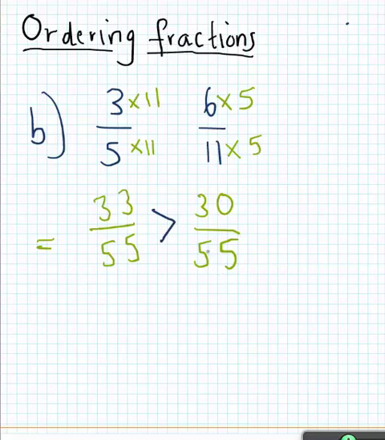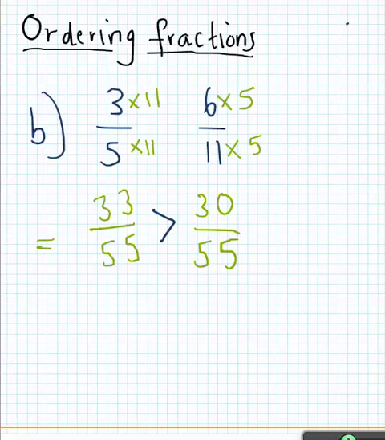And to put it in a real life context, imagine I said to you, okay, our pizza's cut up into 55 pieces. It's a huge pizza. This pizza, somebody ate 33 pieces, and this one they ate 30. Who ate more? Obviously, 33 pieces of pizza is more. And we'll do one more.